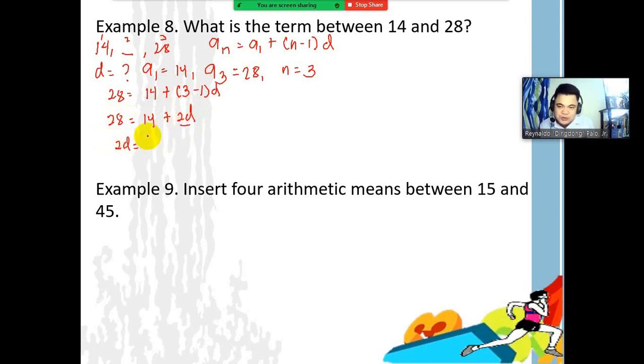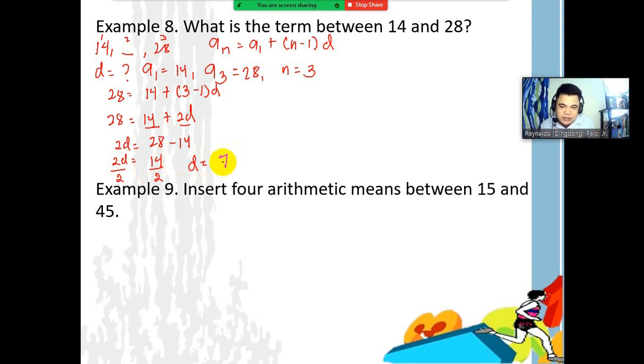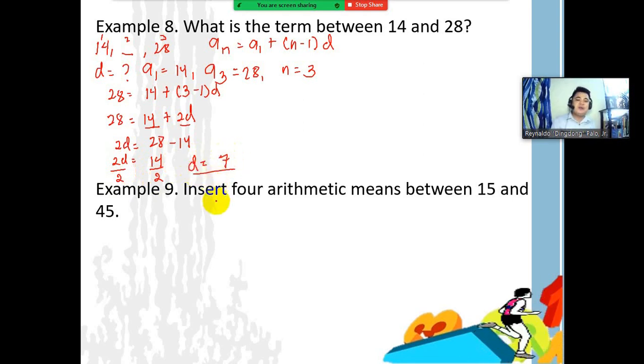So 2d now will be equal to, bring down 28. Opposite of positive 14 is negative 14. So 2d equals 28 minus 14, which is 14. And then divide both sides by 2 to isolate d. So therefore, d is equal to 14 divided by 2, or 7. This is now your common difference.